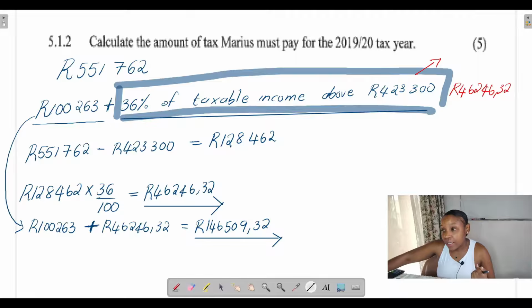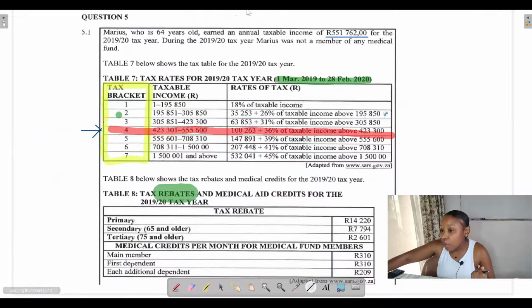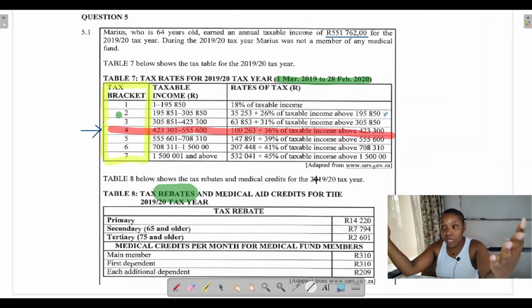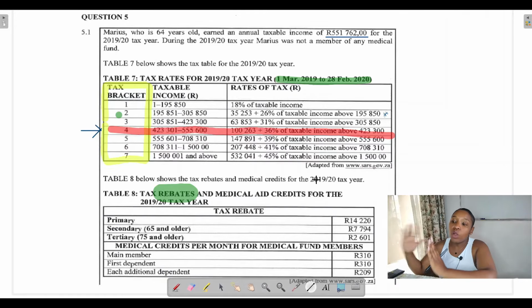But we are not done. Okay, why am I saying we're not done? We were also given Table 8 that shows the tax rebates and medical credits for the 2019 to 2020 financial tax year, right? However, because we were told that Mr. Marais doesn't have a medical aid, he's not a member of any medical fund, we're not going to focus on the medical credits part for now. We're just going to focus on the tax rebates, right?